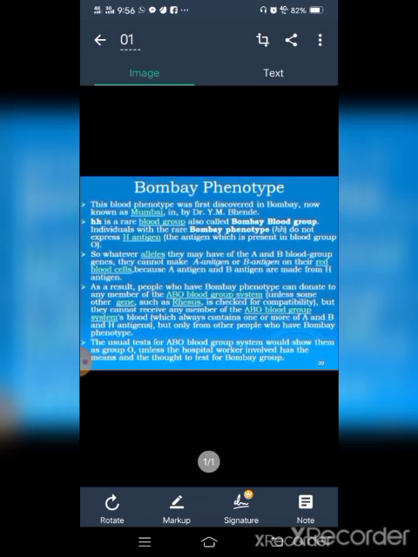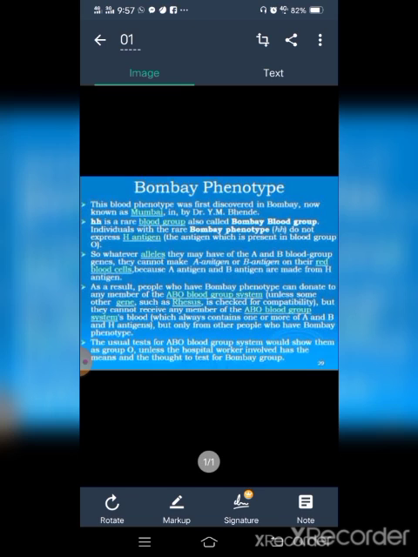So whatever alleles they may have of the A and B blood group genes, they cannot make A antigen or B antigen on their RBCs, or red blood cells, because A antigen and B antigen are made from H antigen. So for the formation of A antigen and B antigen, H antigen is also necessary. As a result, people who have the Bombay phenotype can donate to any member of the ABO blood group system, unless some other genes such as race are checked for compatibility. But they cannot receive blood from any member of the ABO blood group system, which always contains one or more of A, B and H antigens, but only from other people who have the Bombay phenotype.